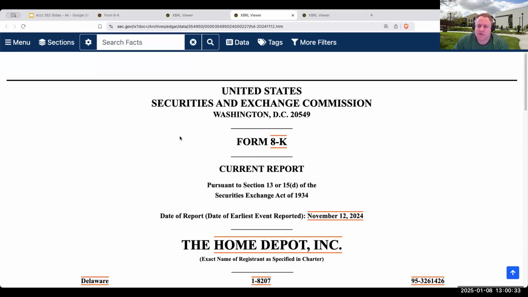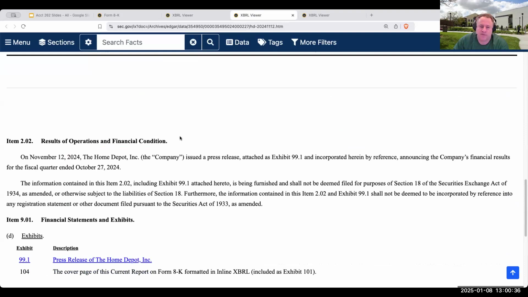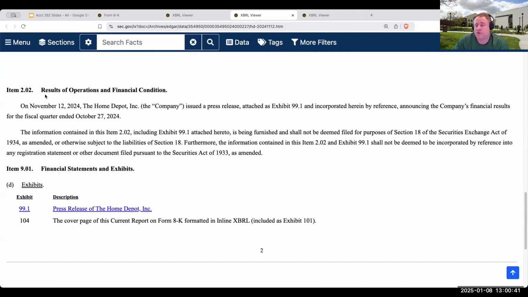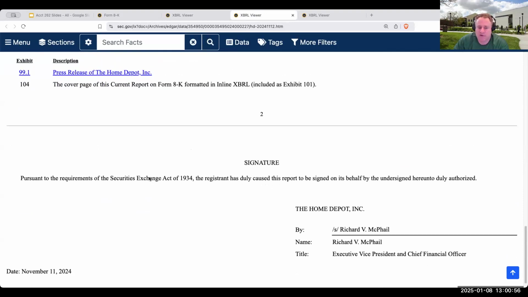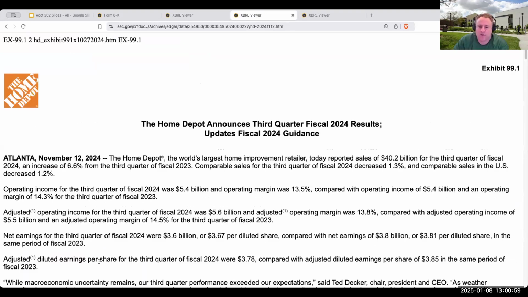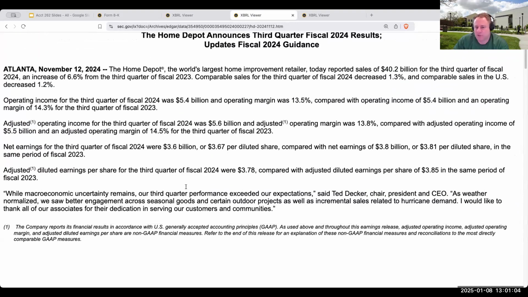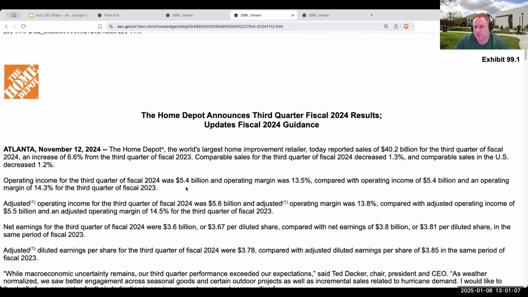So let's go ahead and take a look at this next one right over here. This is basically for the results of operations and financial condition. So what you see over here is, again, a 2 for 1 special: we issued a press release announcing our financial results. The information included in this Item 2.02 is basically put in Exhibit 99.1. So you can see over here, they're filing this as an exhibit. And as an auditor, we would want to be going through and reviewing this press release.